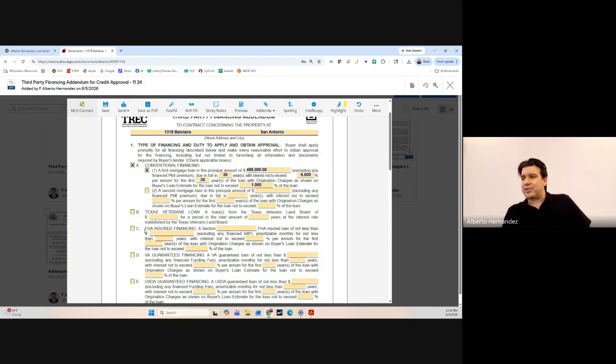Texas Vet, FHA. Now, we're not writing FHA, guys, but make this note here because a lot of people will miss this: a Section 203(b). That's the most commonly used type of FHA loan. It's a 203(b).